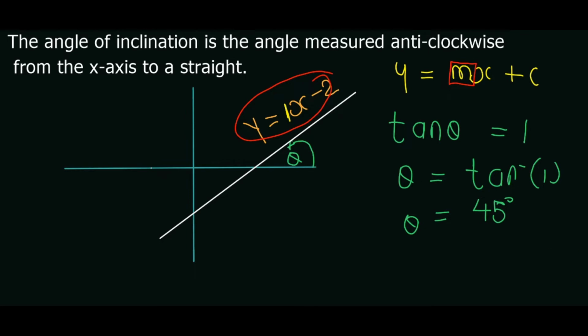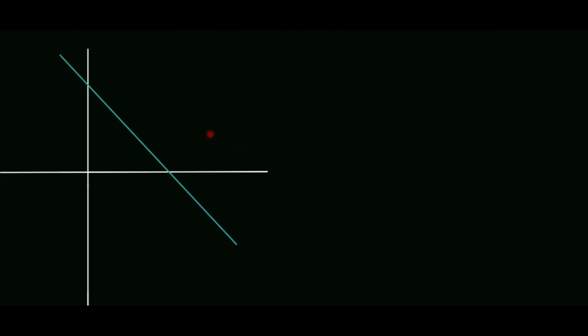So if we now analyze something like this one, you can never say this is the angle of inclination, because angle of inclination is always measured from the x-axis. So this is not the x-axis, it's the y-axis. So be careful.